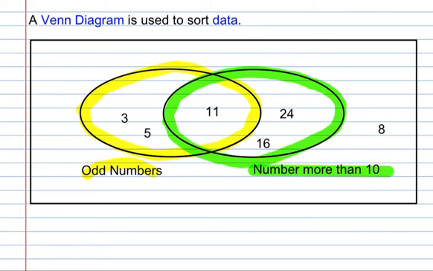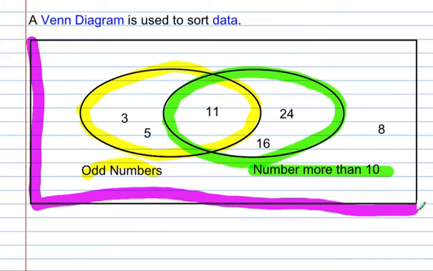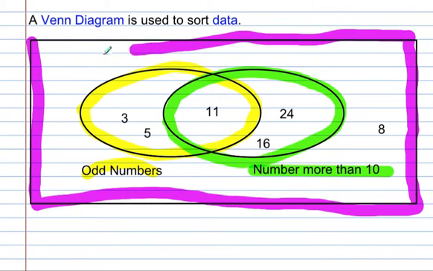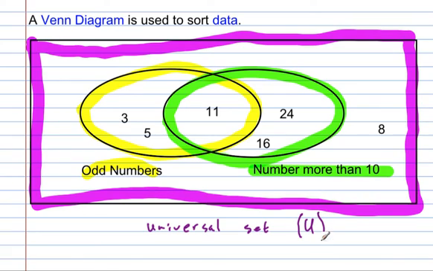But what you do notice is that the number 8 is inside this big rectangle. Now this big rectangle on the outside is known as the universal set. Now you can learn about the universal set in another video, but the universal set is the set that includes everything that you're talking about. So inside the universal set we have all of these numbers here, and we have the number 8. And we would denote the universal set by the capital letter U. So that is how you would illustrate sets using Venn diagrams.